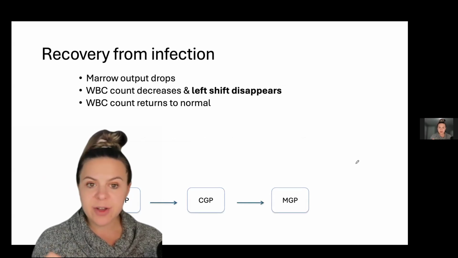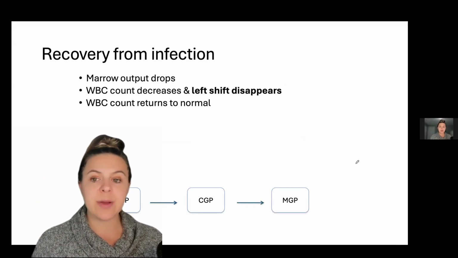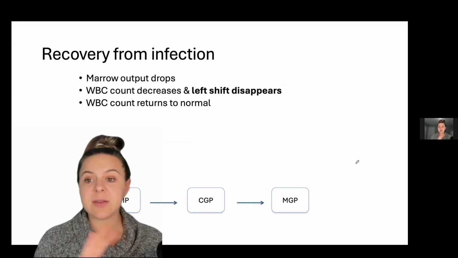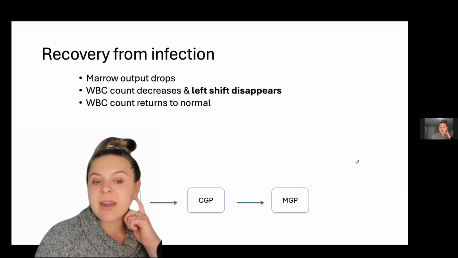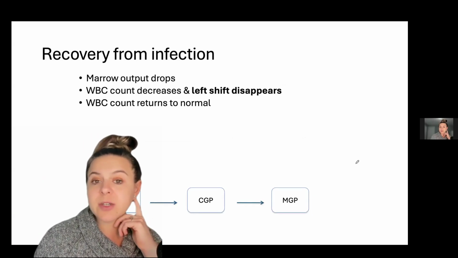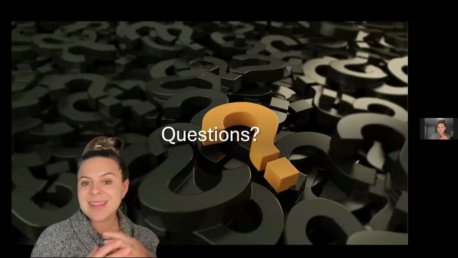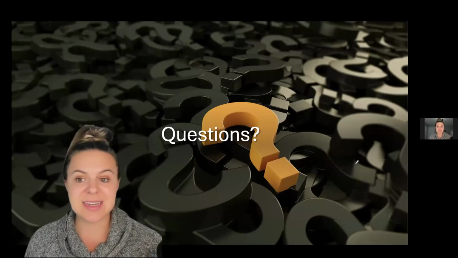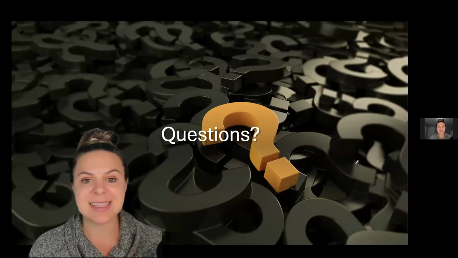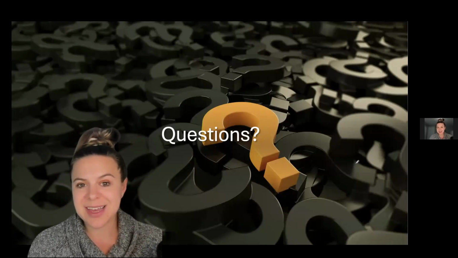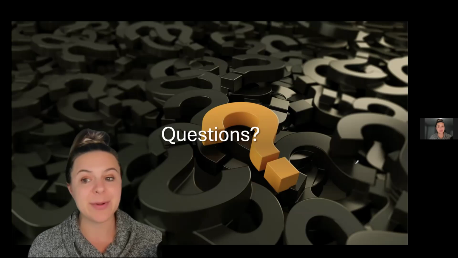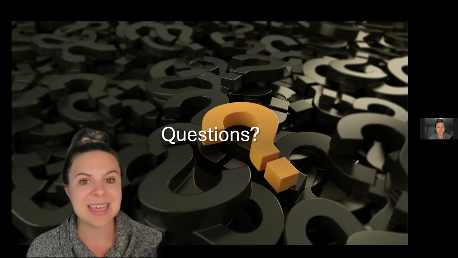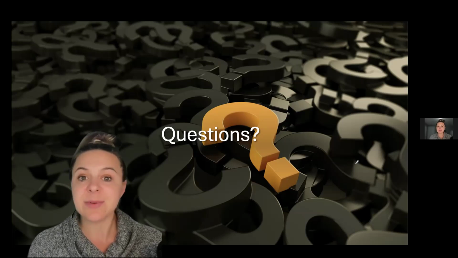Then when we recover, the marrow output should drop, our white blood cell count should decrease, and the left shift should go away, and our white blood cell count should return back to normal. That's the end of this lecture. This should set you up well for our in-class activity where we are going to take a case and work through some of these different new lab components that we've learned from a CBC and a white blood cell count with differential.